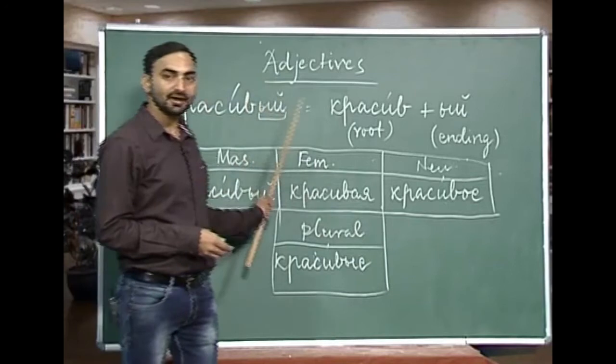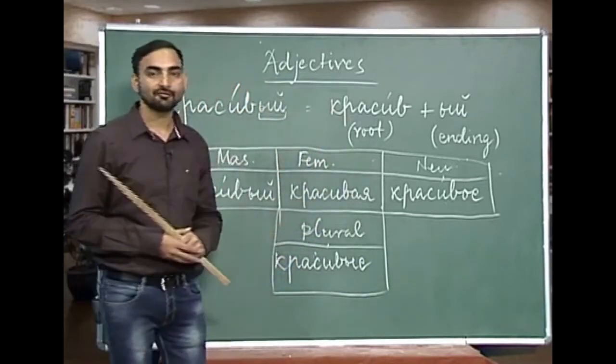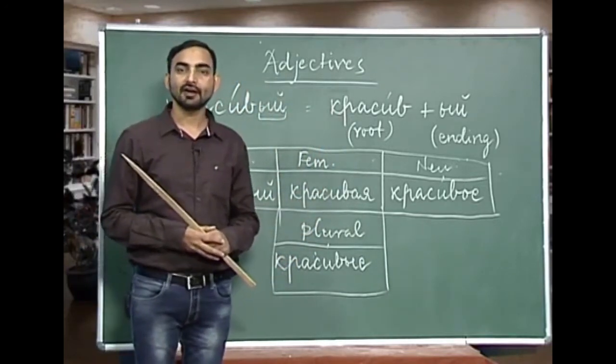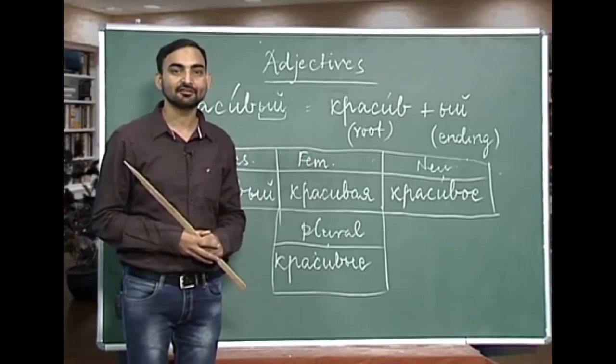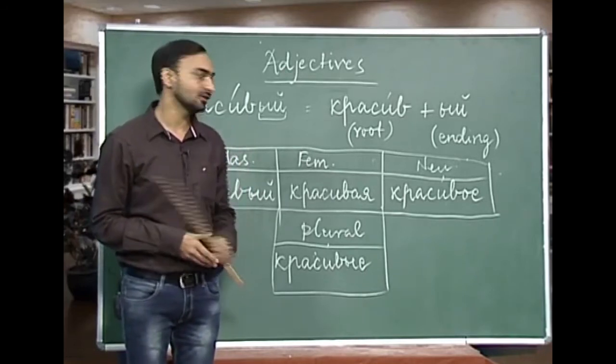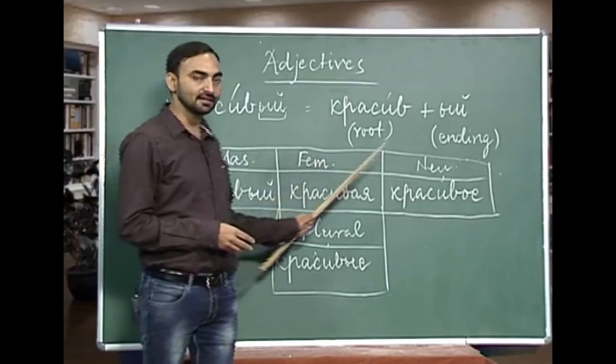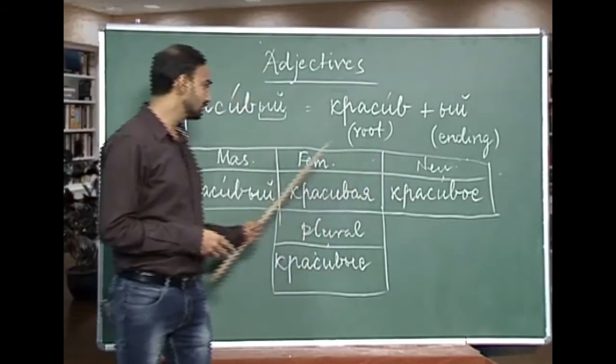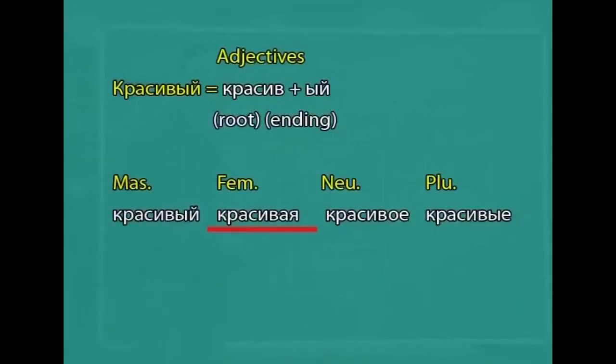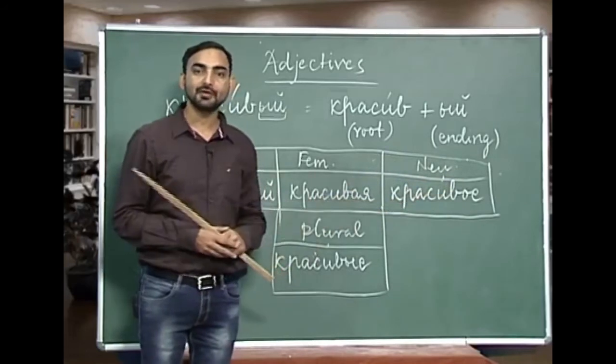But if the noun is feminine, for example, quartira. Quartira is flat. So, which form of krasivi will you use here? Krasivaya. Krasivaya quartira. A beautiful flat.